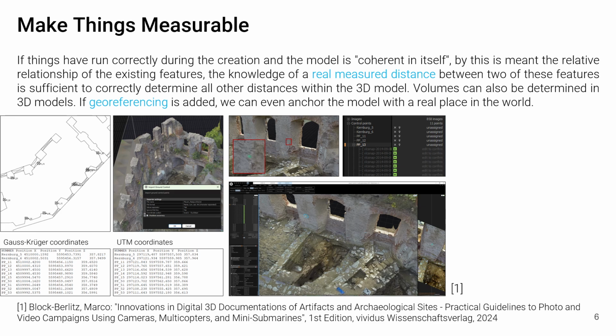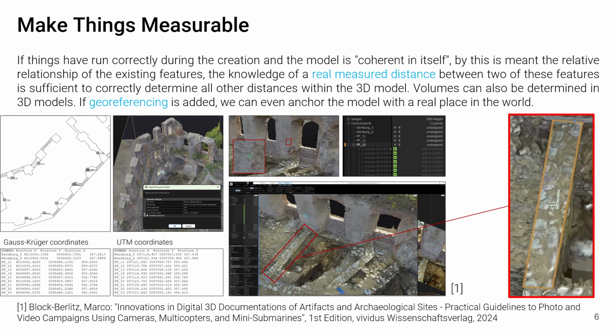Thus, measurements of even large quantities of objects can be automated by an adequately good preparation of the 3D data in combination with the right methods. This could be very helpful, for example, for a statistical classification of objects. If another important aspect is added with georeferencing, we can even anchor the model with a real location in the world. Coordinates in the virtual model then correspond to real measured coordinates.